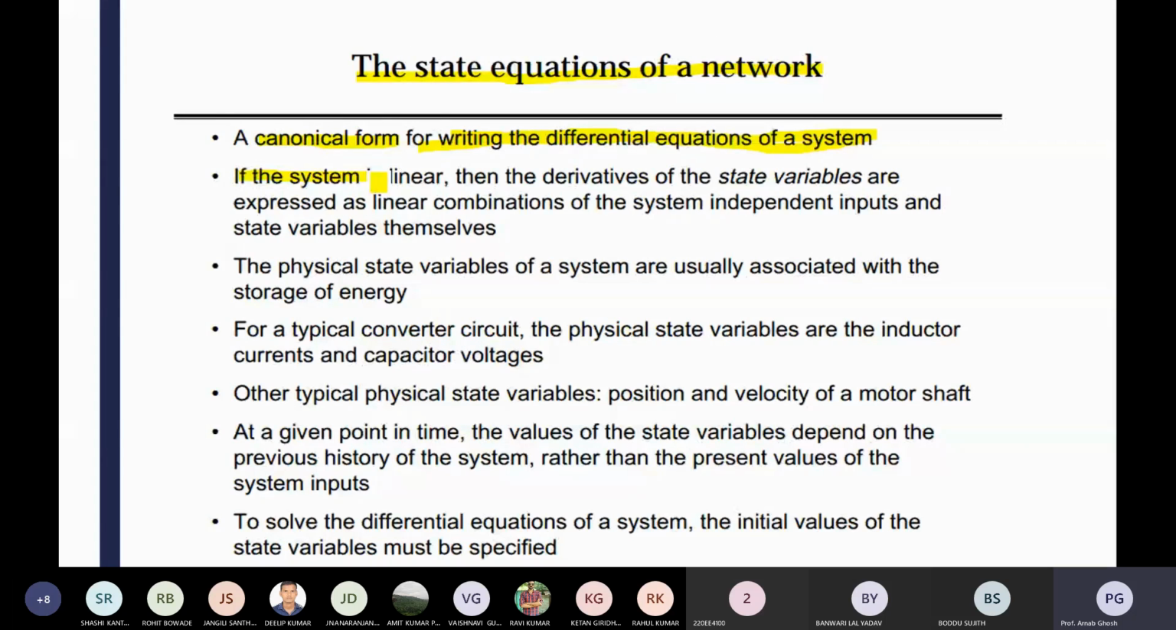So if the system is linear, then the derivatives of the state variables are expressed as a linear combination of the system, independent of your input and state variables themselves. So if the system is linear, then the linear combination of your system is independent of your input. I told you that two days back in my classes last week. Okay, I told you, na.